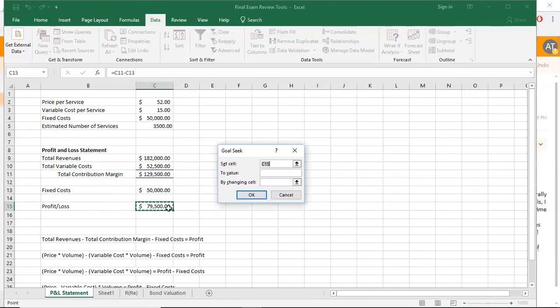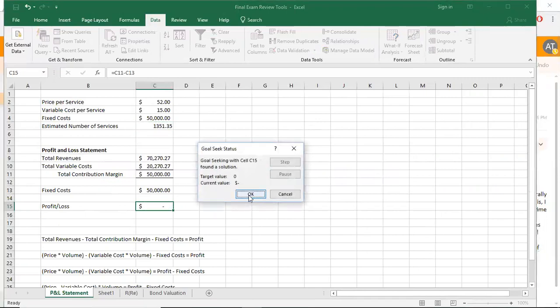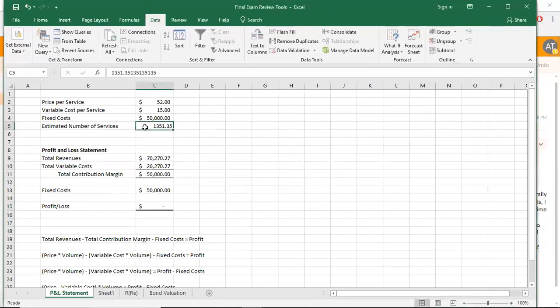So what you'll do is you'll set this cell to value 0 because we want $0. That's what we're going to set our profit to. By changing, and then this is where you click on your estimated volume. You're going to change the volume to set that cell to 0. You hit OK, and it will goal seek for you. And we need 1,351.35 services to have a 0.